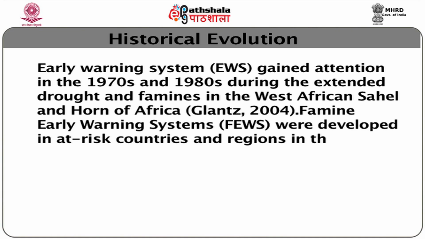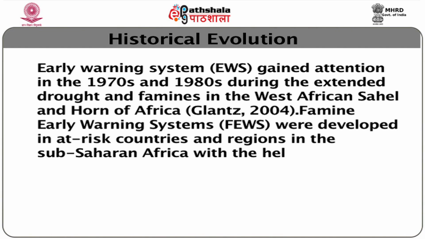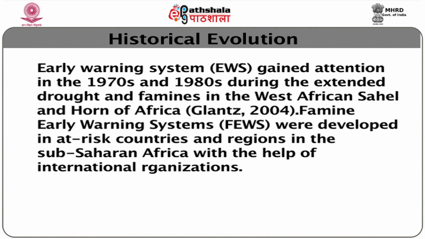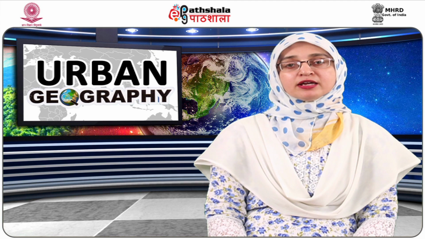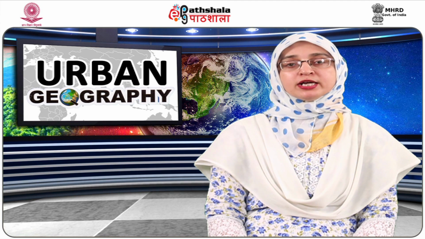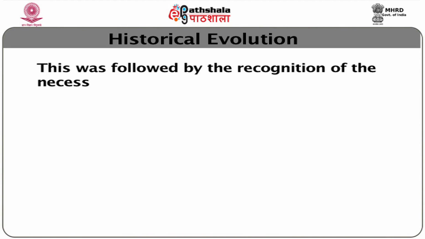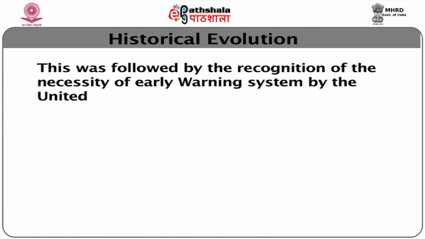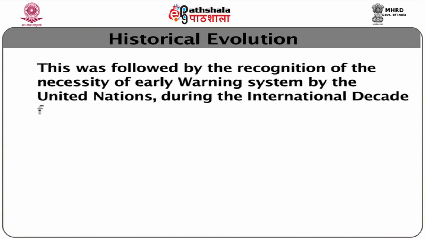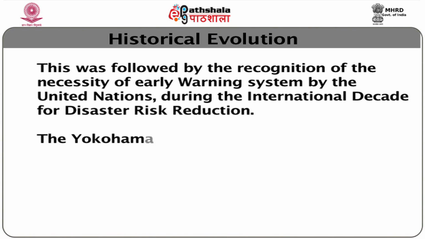Famine early warning systems, that is FEWS, were developed in at-risk countries and regions in sub-Saharan Africa with the help of international organizations. The famine early warning system, that is FEWS, in response to the famines in Sudan and Ethiopia, was amongst the first modern utilization of early warning system. This was followed by the recognition of the necessity of early warning system by the United Nations during the International Decade for Disaster Risk Reduction.